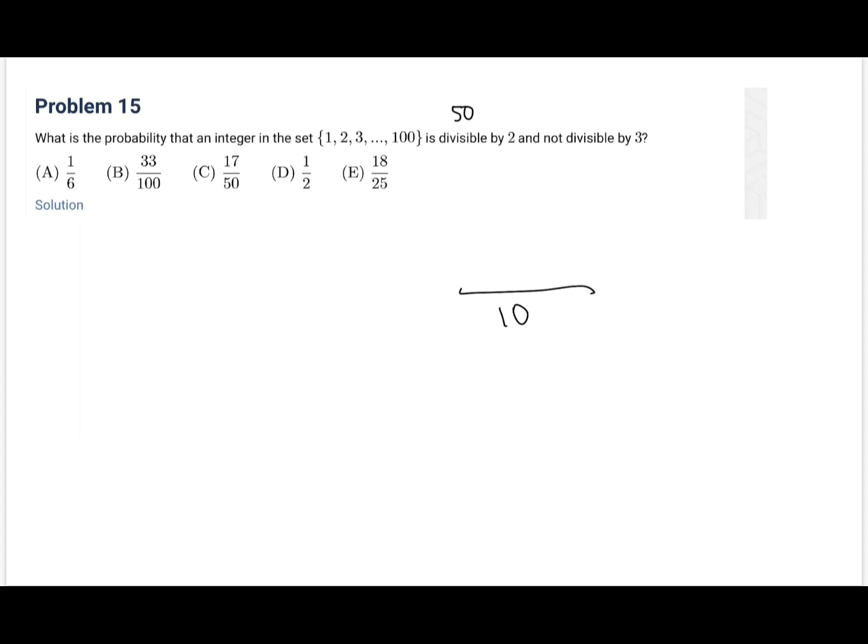So how many multiples of 6 are up to 100? It's 96, right? Divided by 6 is 16. So 50 minus 16, that is 34, right? So 34 over 100 would be 17 over 50. So the answer is C.